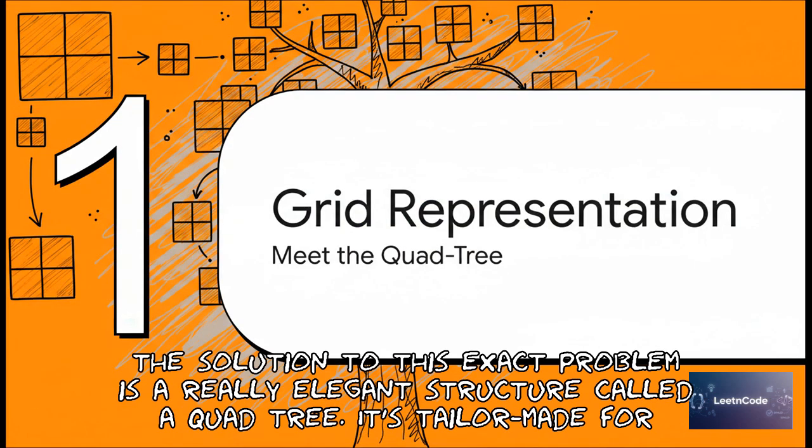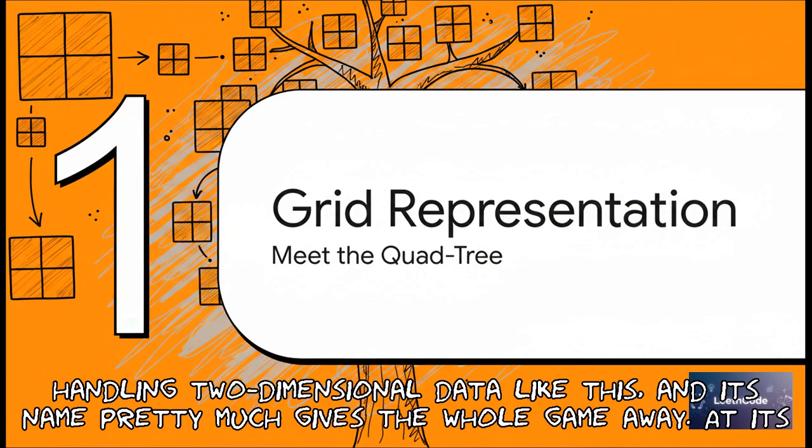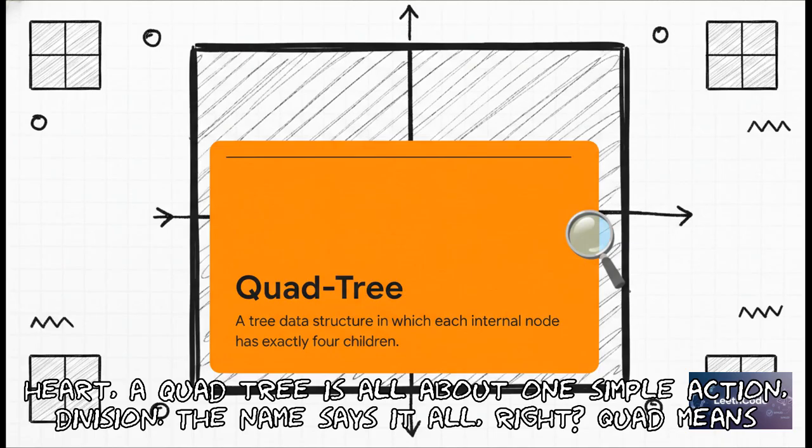And the solution to this exact problem is a really elegant structure called a quad tree. It's tailor-made for handling two-dimensional data like this, and its name pretty much gives the whole game away. At its heart, a quad tree is all about one simple action: division. The name says it all, right?